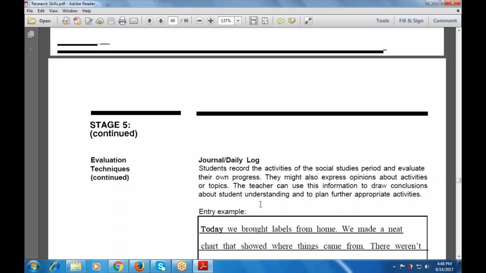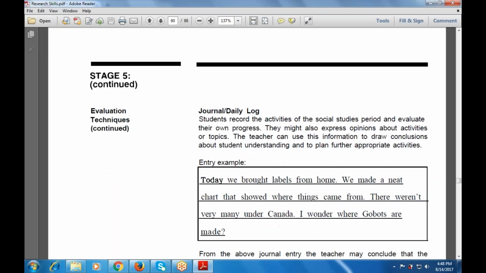So what are the various activities that are performed? So first is to make them comfortable, that is how they are going to gather, how they are going to use the activities that must be performed, that must be followed up, that plan the information to draw the conclusion about the student's understanding and also plan for the future appropriate activities.